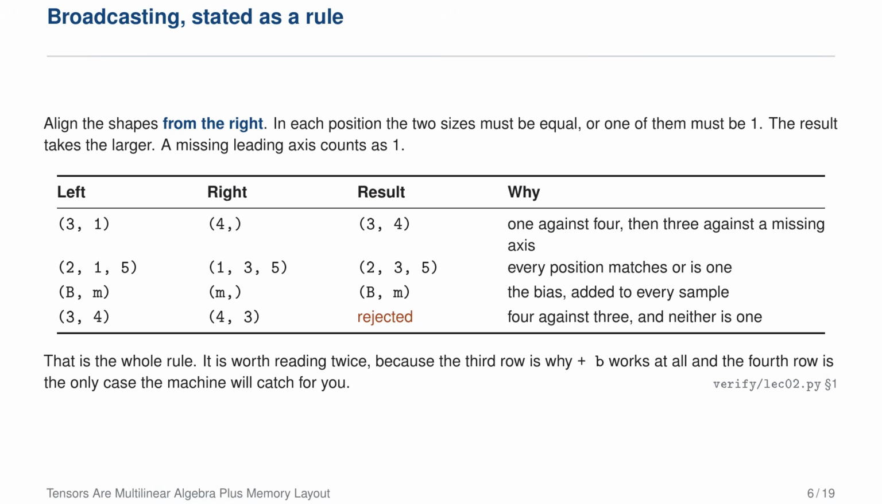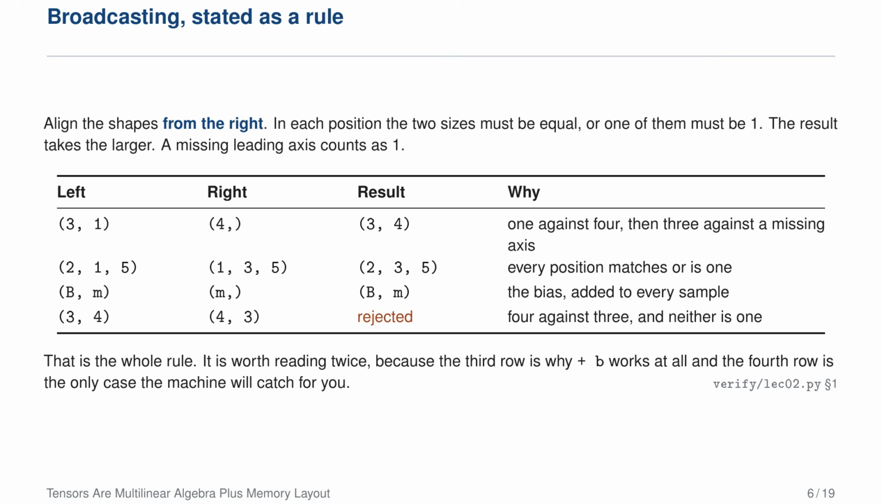Here is the rule, stated once. Align the two shapes from the right. In each position, the two sizes must either be equal or one of them must be 1. The result takes the larger of the two. A missing leading axis counts as 1. That is the entire rule.